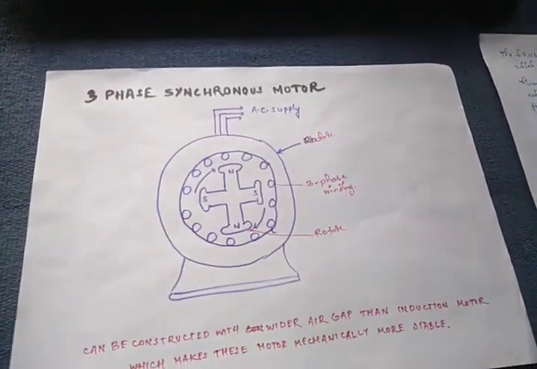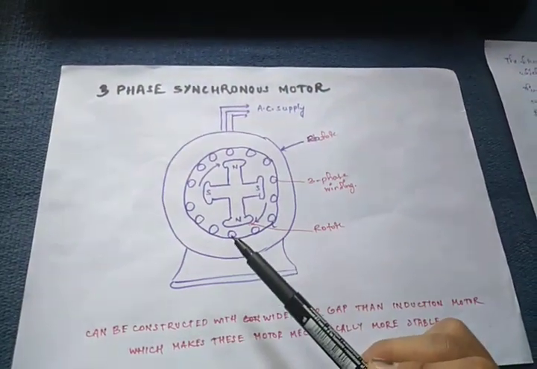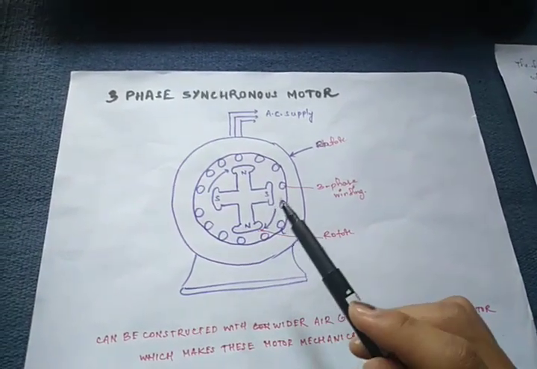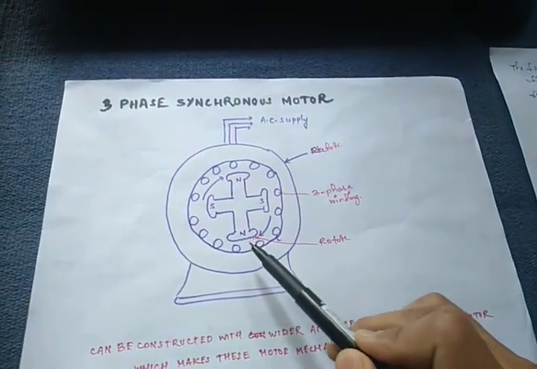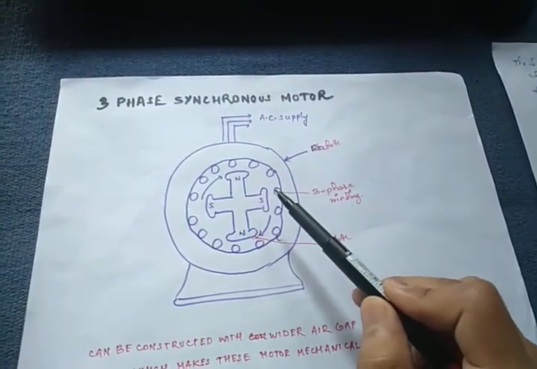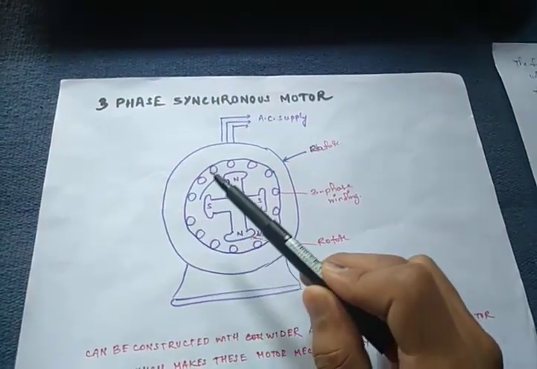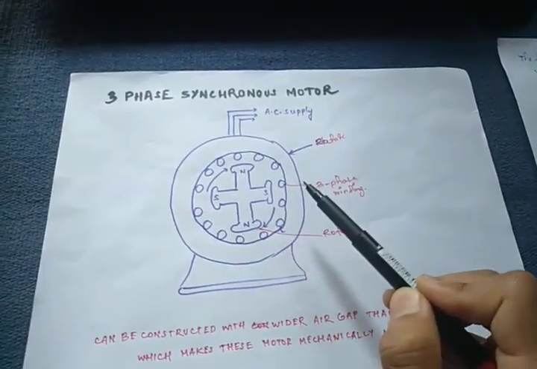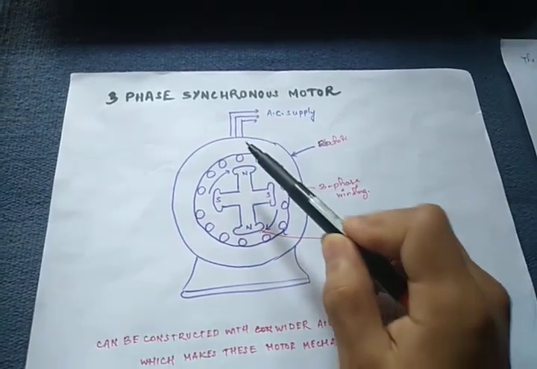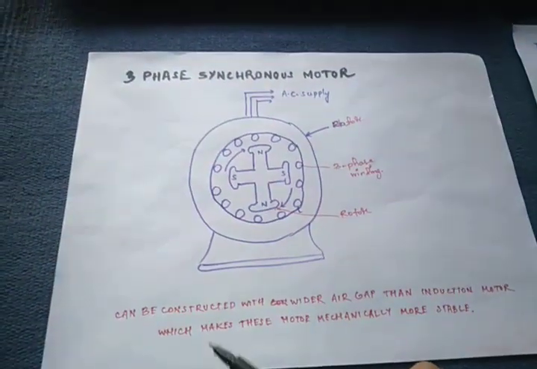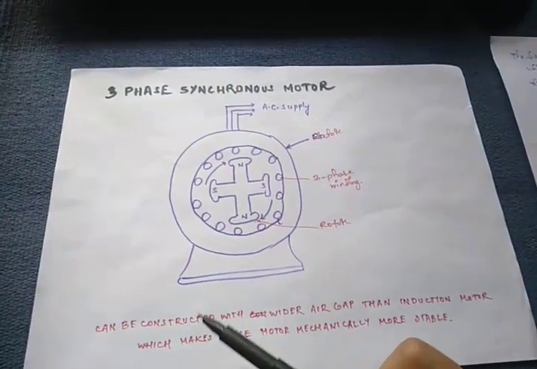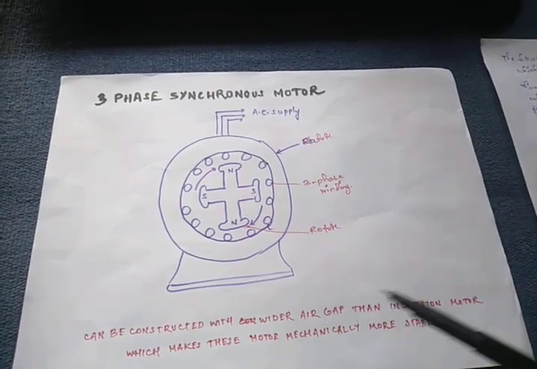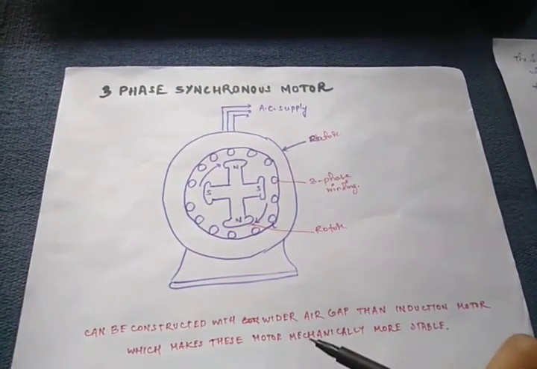I will explain this better with the help of a diagram. This is the simple diagram of a three-phase synchronous motor. As you can see, this is the stator, and in this part the rotor is placed inside, and these are the conductors where the three-phase windings are done. This is the three-phase synchronous motor. It can be constructed with a wider air gap than an induction motor, which makes this motor mechanically more stable.